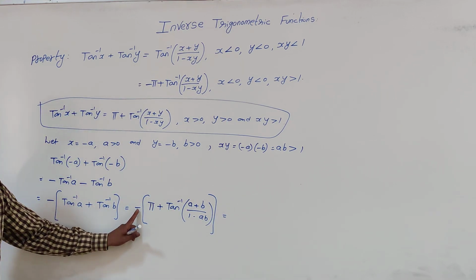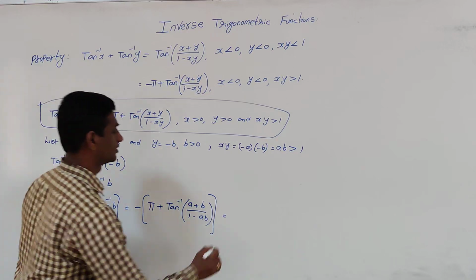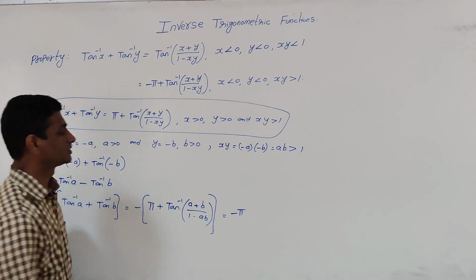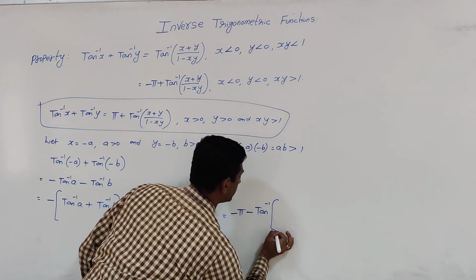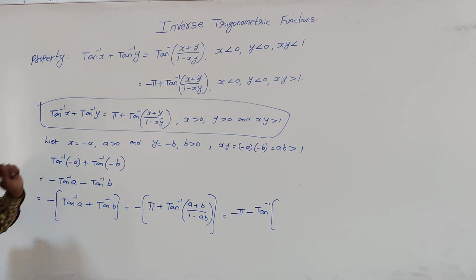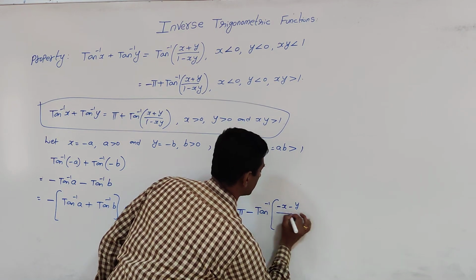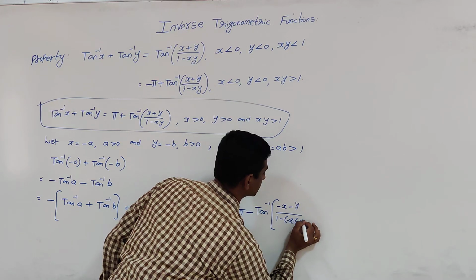So multiply minus with each term. Minus into pi is minus pi. Minus into plus becomes minus tan inverse of a. But what is a? a is minus x. Minus x minus y by 1 minus x into minus y.